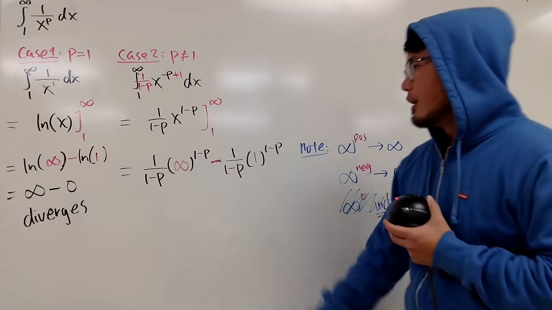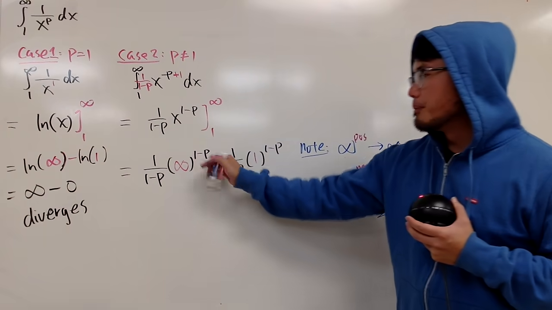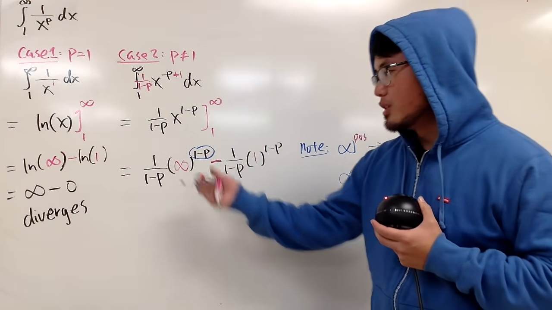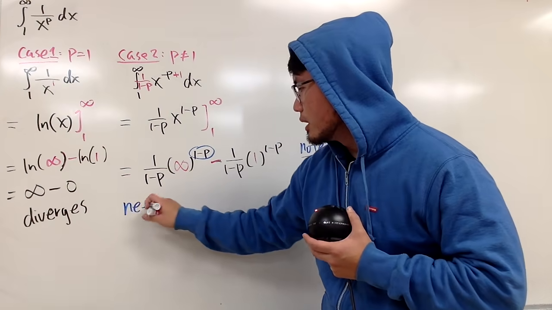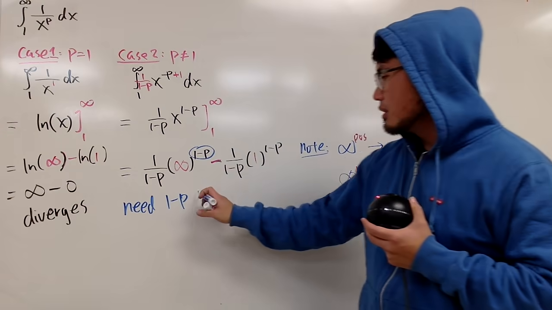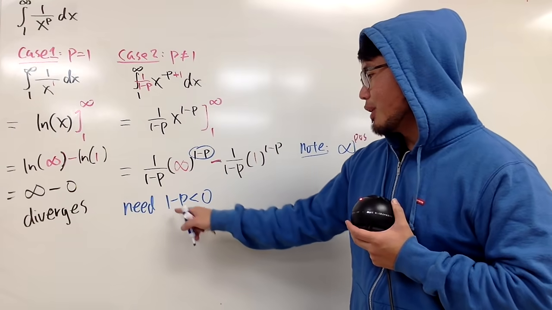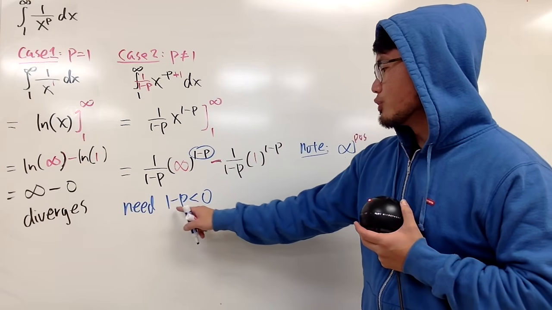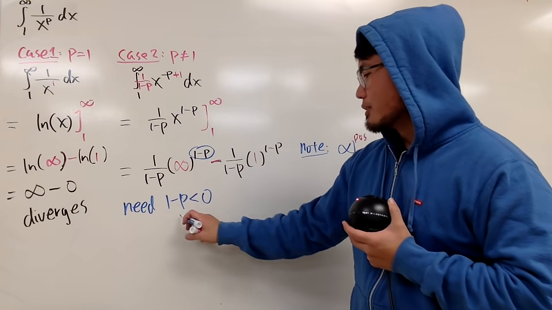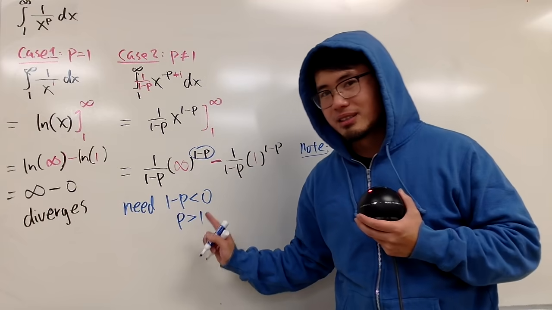All right, now, I just need the power here to be negative in order for this to be 0. So all I need is that 1 minus p to be negative, meaning less than 0. That's the condition I need. So I will just have to do the algebra. You can minus 1 on both sides and divide by negative on both sides. Just do the algebra. p has to be greater than 1. This right here is the condition.